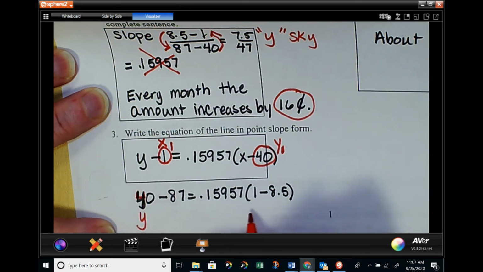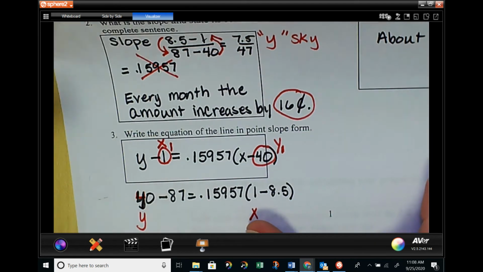You have to have a Y and you have to have an X. In order to write an equation, you need a Y and an X. And this would just be some number, and it's not right.